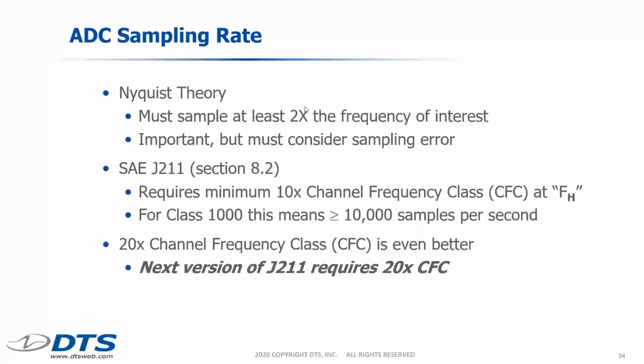How fast do you need to sample? I'm sure many of you have heard of the Nyquist theory, which says you must sample at least 2 times the frequency of interest. This is an important point from an aliasing standpoint, but it does not complete the picture of what we must do to minimize what we refer to as sampling error. SAE J211 currently requires 10 times the channel frequency class you care about, and the next version will require 20 times because, for reasons you'll soon see, the data fidelity is much better.